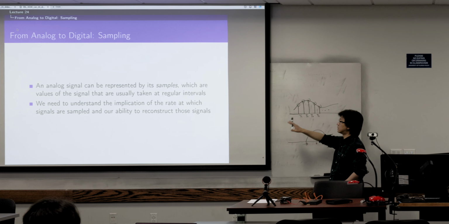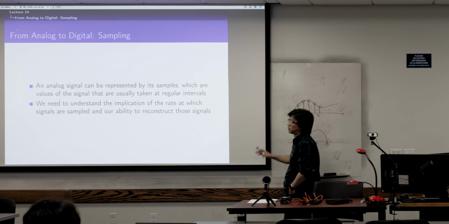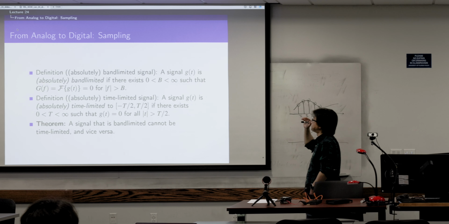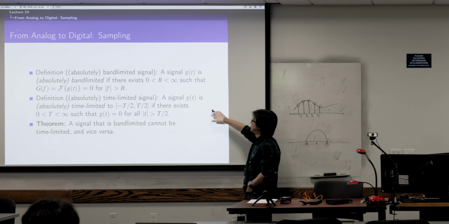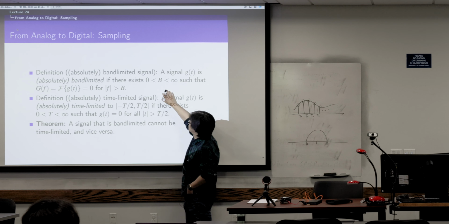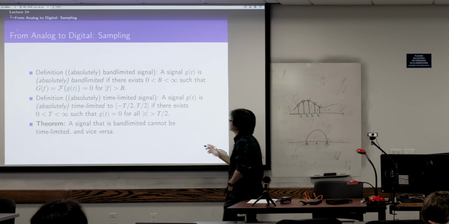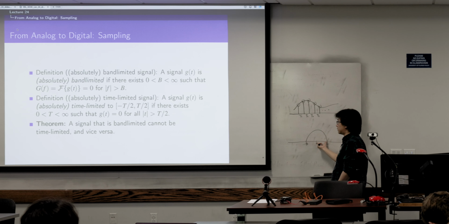That's basically the answer to this question we want to answer, and here are some general definitions. They are kind of opposite to each other. The first one is called a band-limited signal. This basically means that the signal bandwidth is limited, so everything outside B is 0.